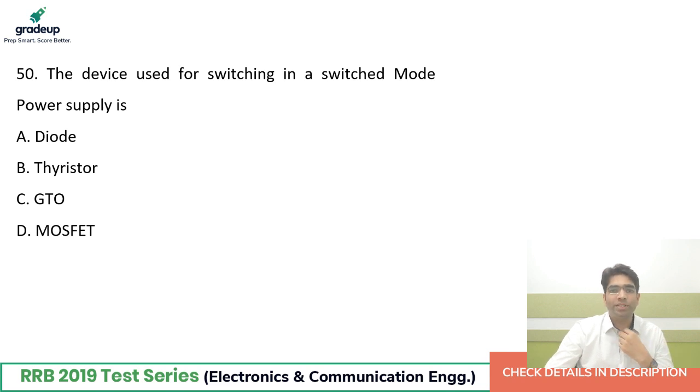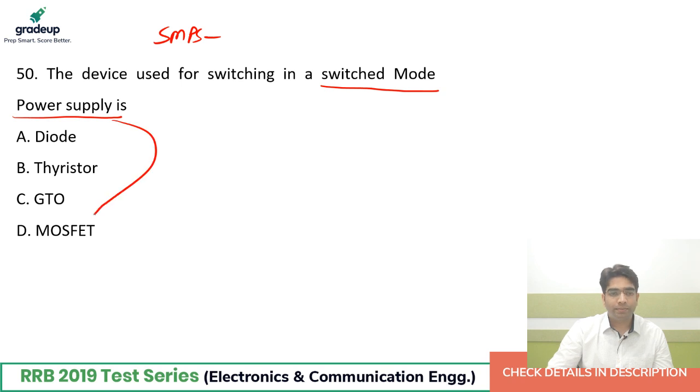Which device is used for switching in a switched mode power supply? SMPS full form is switched mode power supply. The device used in SMPS is the MOSFET. MOSFETs are used because the switching losses are least in a MOSFET. Varla batteries are used for storage in the telecom sector much.